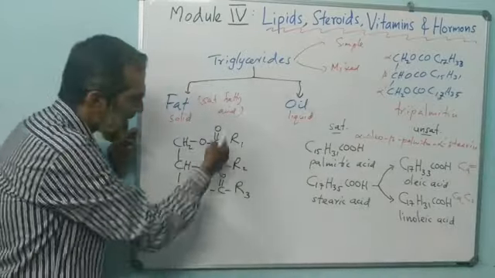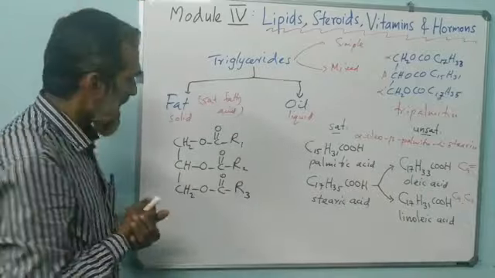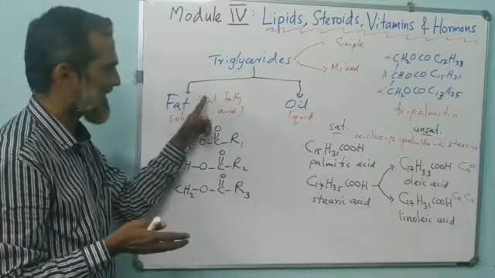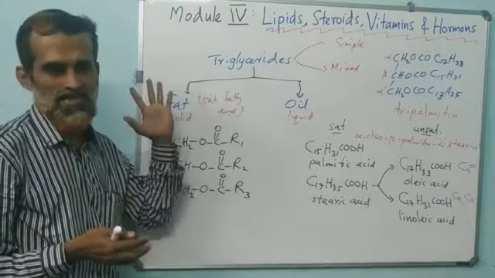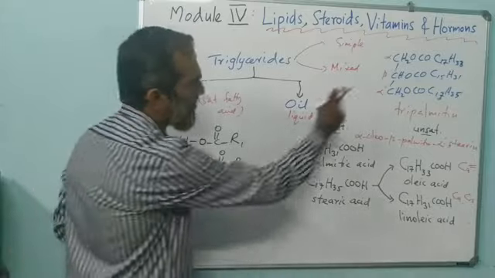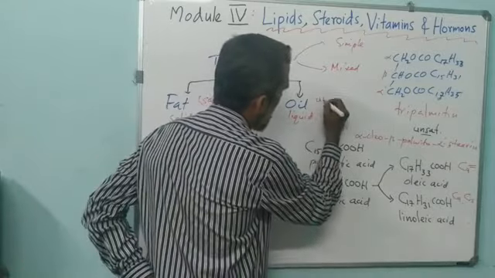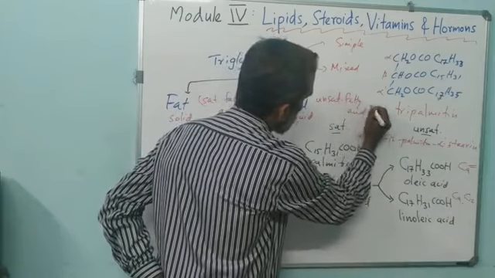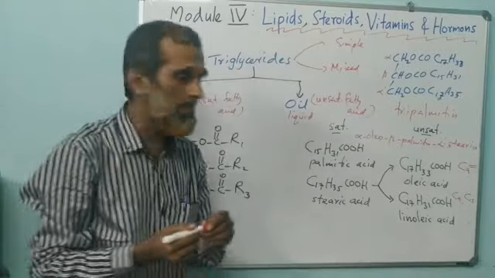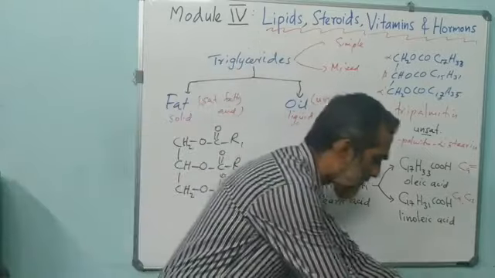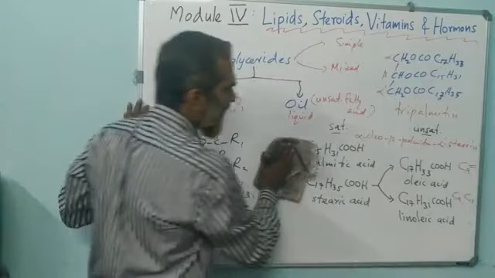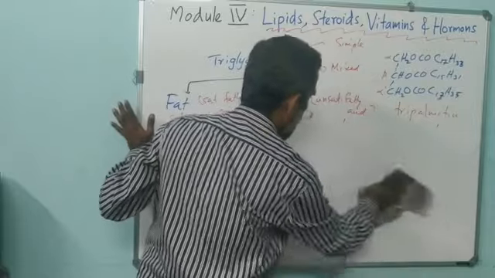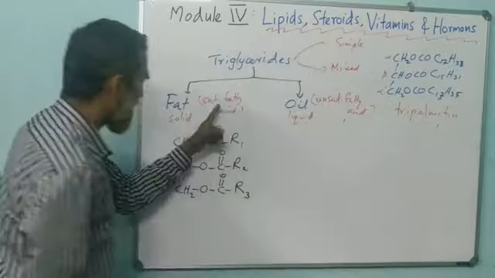So coming back, this R group can be the same or different. If this R group is more saturated, then it is called fat. And if it is more unsaturated fatty acid present in the triglyceride, it comes under the category of oil. Now naturally a question comes: why is it so? Why does it become liquid if it is unsaturated, and why does it become solid if it is saturated?